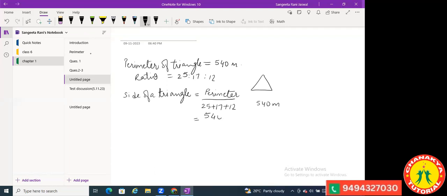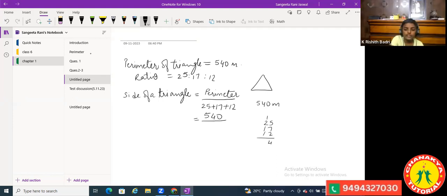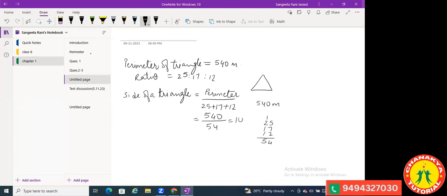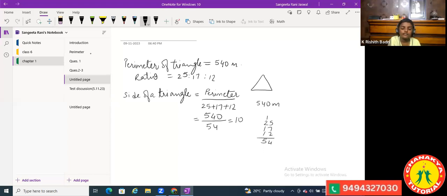Yes, ma'am. I have taken this perimeter here. Now I'll add up all these ratios. This is 25 plus 17 plus 12, what is it? 7 plus 5 is 12, 13, 14. 1 carried. 54. This is 54. So what do you get as one side? Ma'am, 10. Tens. Okay. Yes.